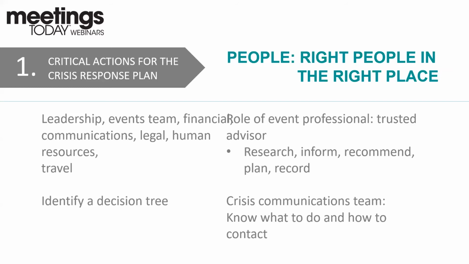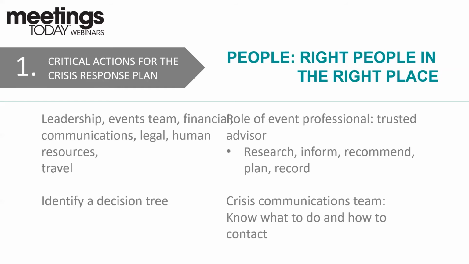You need to pull together your leadership team. Members from leadership, do you have the right leadership involved? Your events team, your financial stakeholders, your communications team, your legal team, human resources, and your travel team. You will be gaining information from them that's vital to know what to do when you have to cancel this event. Identify a decision tree so that you know who you can go to.